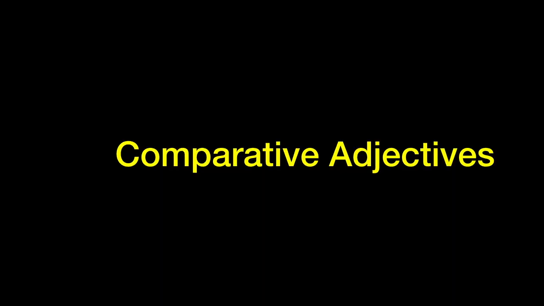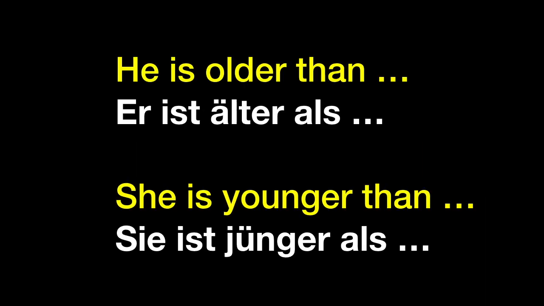Now, how do we do it in German? It's actually very similar to the way we do it in English. Comparative adjectives. Usually we use these in a situation where there's two things or two people. If you've got two people, one is taller, one is shorter, one is older, one is younger. If you have two cars, one is faster, one is slower, one is bigger, one is smaller, one's more expensive, one's less expensive. Comparative adjectives, two things, two people.